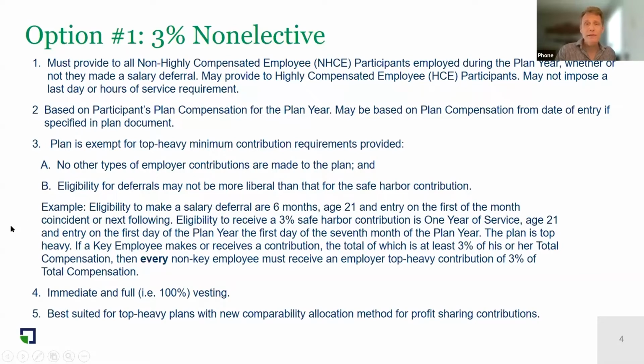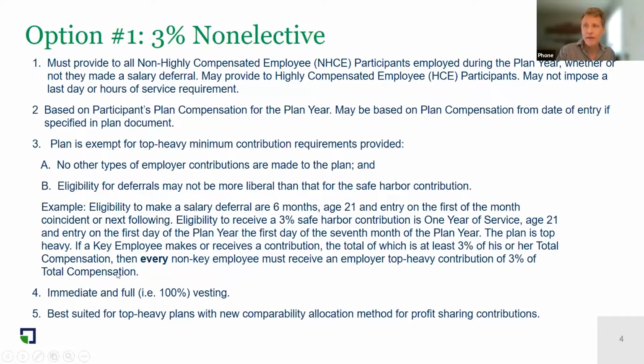If the eligibility requirements to make salary deferrals are 6 months and age 21 and entries on the first day of the month, the eligibility to receive the safe harbor contribution is 1 year of service, age 21, and entry is on the first day of the month and the first day of the 7th month of the plan year, and the plan is top heavy. What's going on here is you're bringing employees into the plan at 6 months, age 21 on the first of the month. You're bringing them in earlier than you normally would under age 21 and 1. Once someone becomes a participant in the plan and the plan is top heavy, they must receive a top heavy contribution. Okay. So you want to be careful of this.